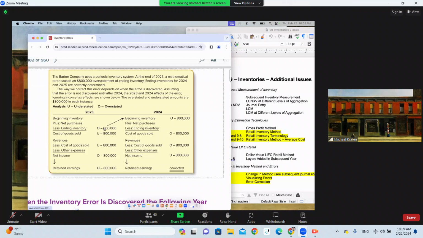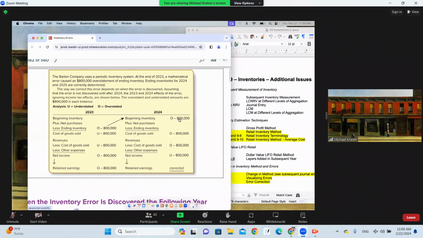Okay, good. So the plot thickens. The inventory that you had on the shelves ready to be sold at the end of last year is the beginning inventory at the beginning of this year. And so if last year's ending inventory is too big, if it's been overstated by 800, then the beginning inventory at the beginning of this year will be overstated by 800.